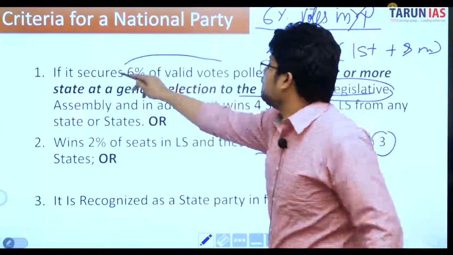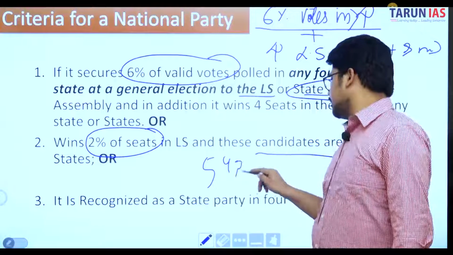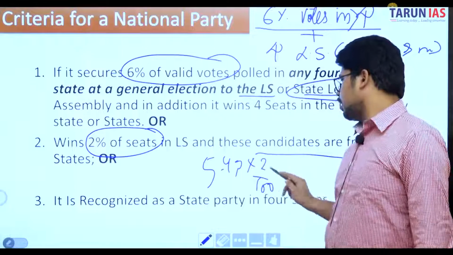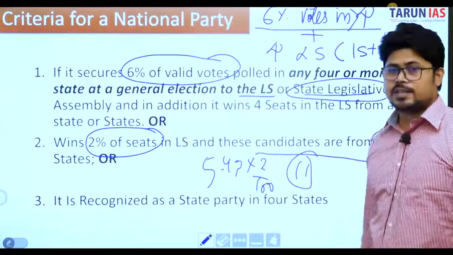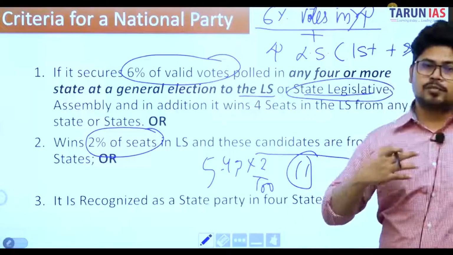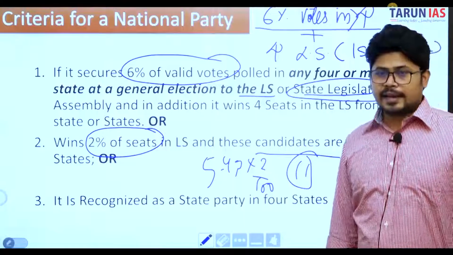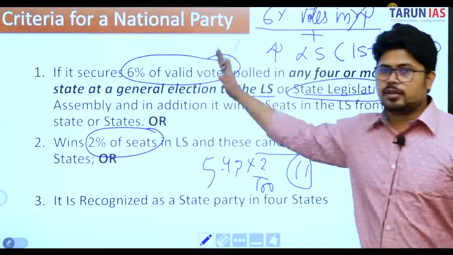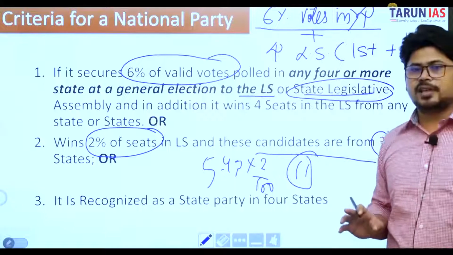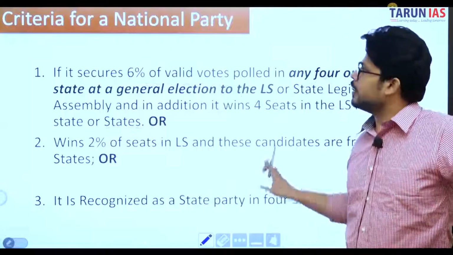यहाँ पे 6% of valid votes है और यहाँ पे 2% of seats है, तो 543 seats into 2%, ठीक है, तो 5.43 around 11 seats. If it wins 11 seats and also what? These 11 seats are from 4 different states, then also it can be recognized as a national party. And or if both these conditions do not fulfill but it is recognized as a state party in 4 different states, then also it will be recognized as a national party. Okay, I hope you understood that.